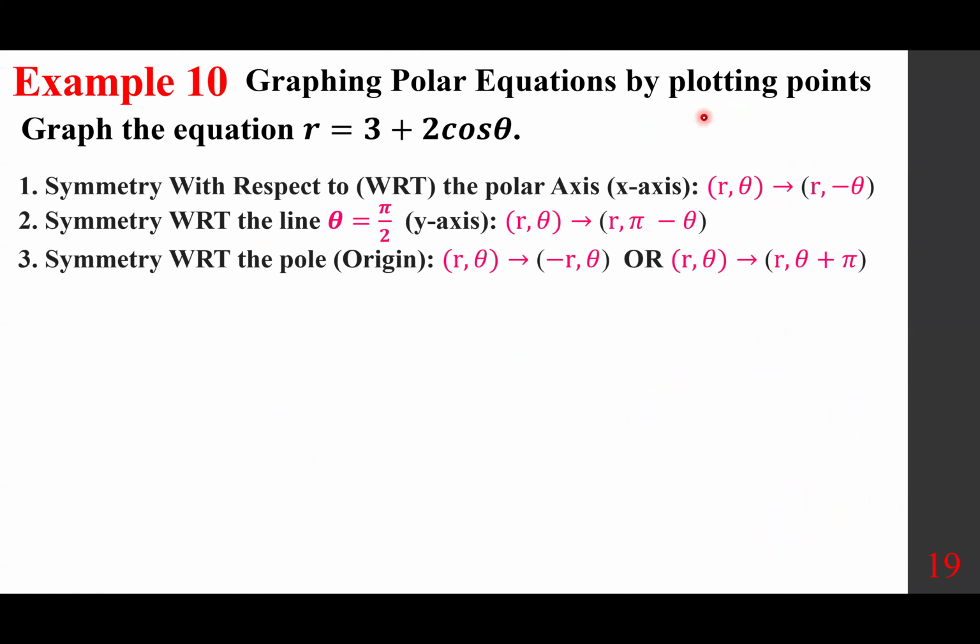Graphing polar equations by plotting points. Here's the graph. Here's the equation. R equals 3 plus 2 cosine theta, reminding you of the symmetry. So you don't have to worry about that. Now let's quickly discuss the symmetry. You replace the theta with negative theta. Cosine is an even function. Nothing changes. And therefore, that means it's symmetric with respect to the polar axis.